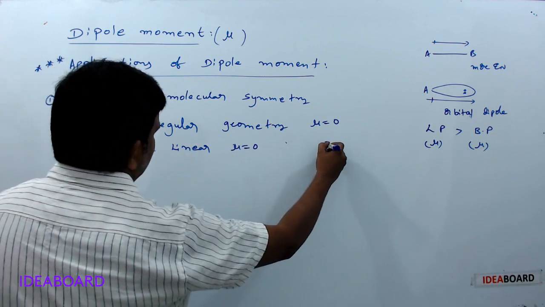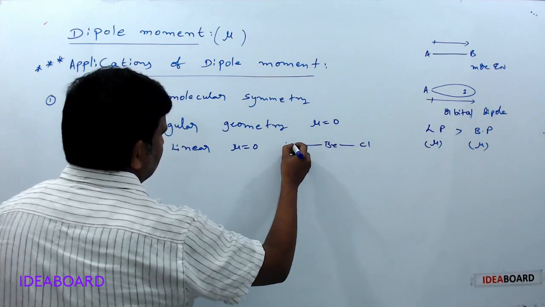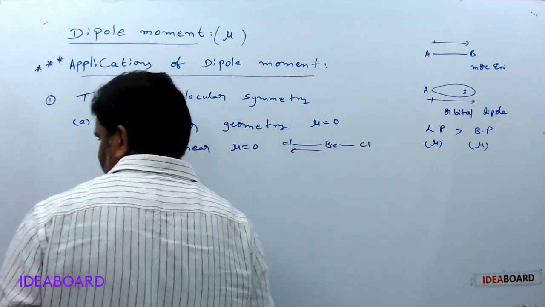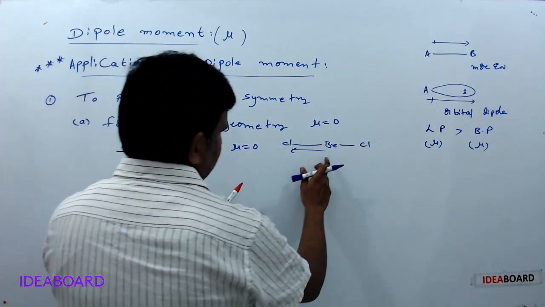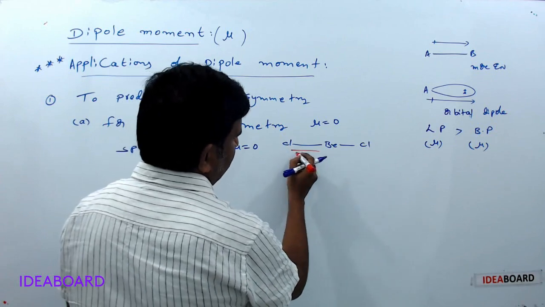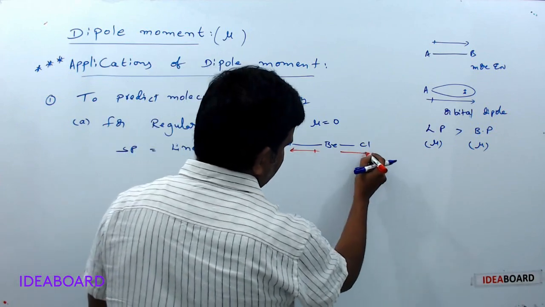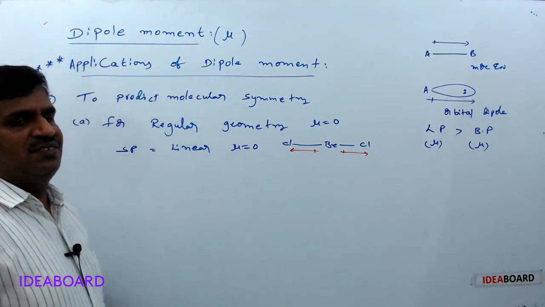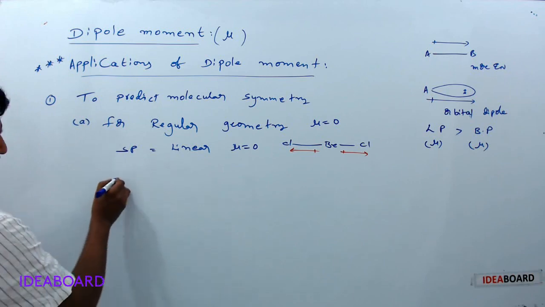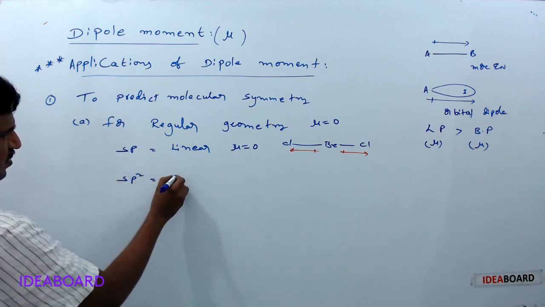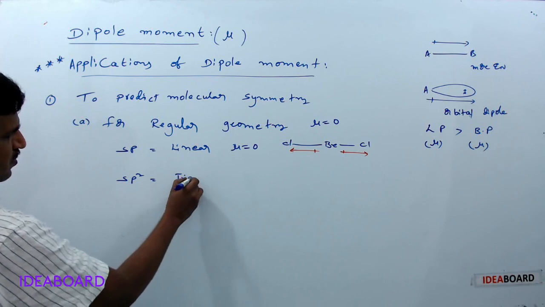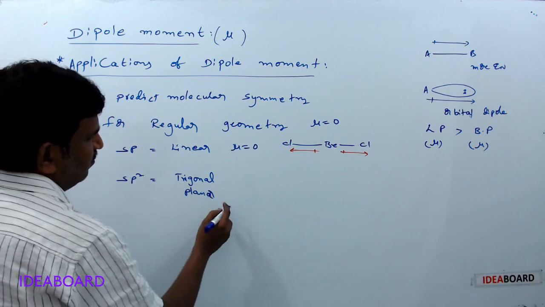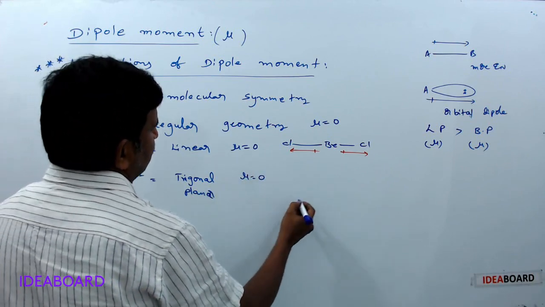For example, beryllium chloride. We can write beryllium chloride like this, and in this chlorine is more electronegative than beryllium. So here the dipole moment is in this direction, and for this bond the dipole moment is in the opposite direction. So these cancel each other and become 0. And for sp2 hybridization, trigonal planar shape, when it has a trigonal planar shape, then the dipole moment is equal to 0.